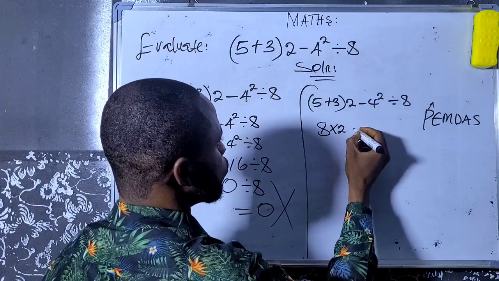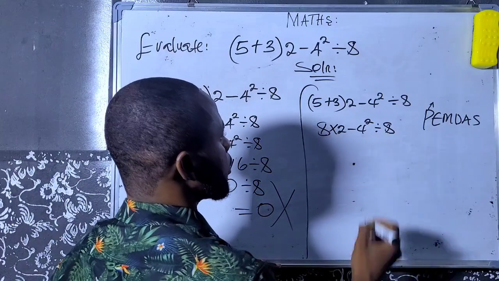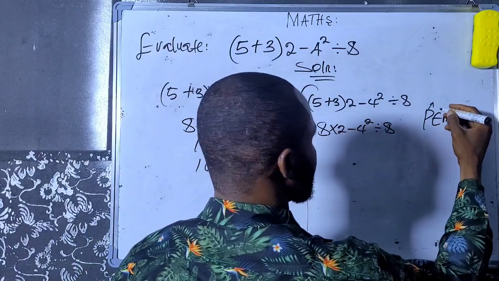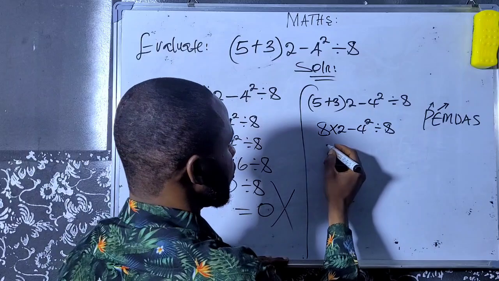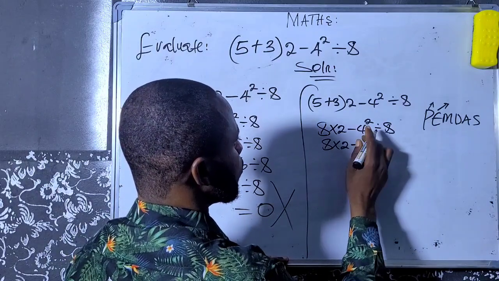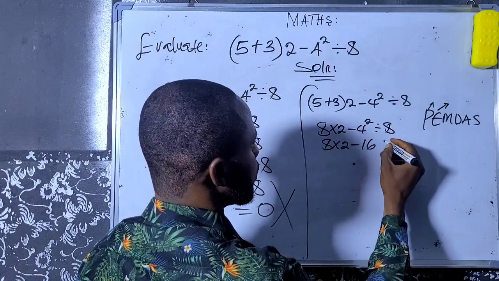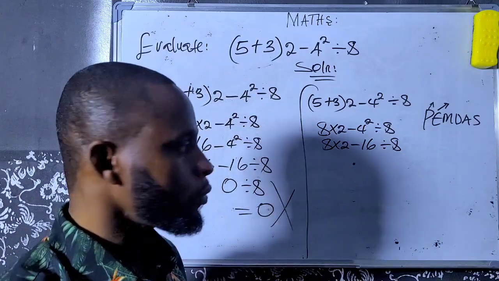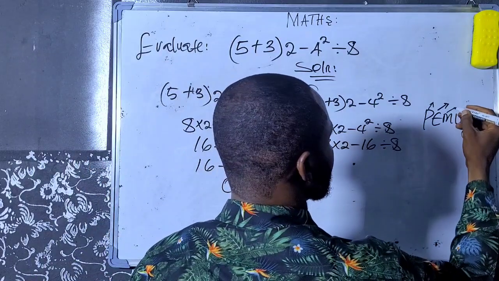Then multiply by 2 minus 4 to the power of 2 divided by 8. The next step to be considered is exponent here, but we are going to simplify this. Then we have 8 multiplied by 2 minus 4 to the power of 2, that gives 16 divided by 8. Then the next order to be considered is multiplication.